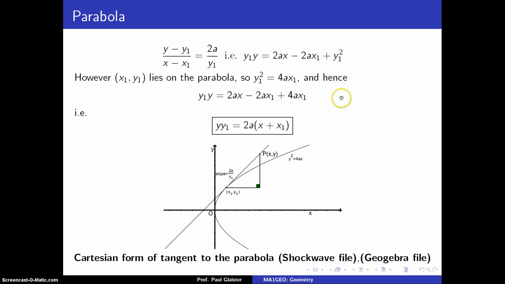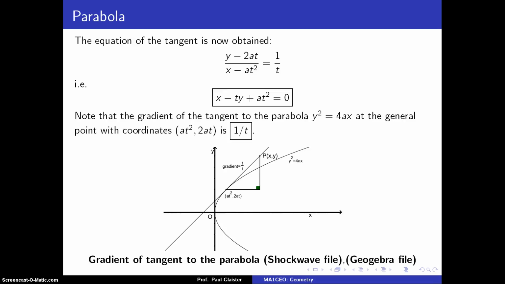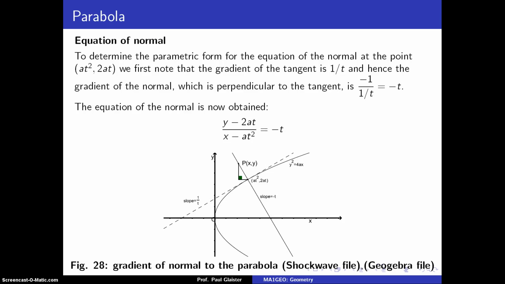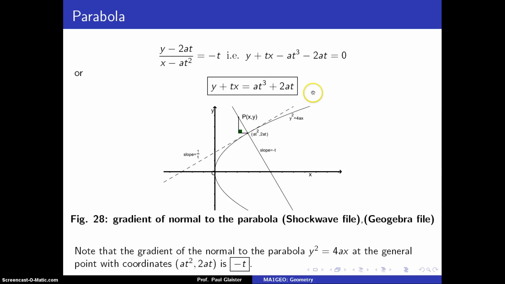Similarly for the tangent, if we go back to that, then again one can easily check that y is equal to 1 over t times x, so the gradient is 1 over t, and again x is at squared, y is 2at, this whole expression becomes 0, so that's also satisfied. So this is the equation for the normal, where x, y represents a general point on it, at the point at squared, 2at.